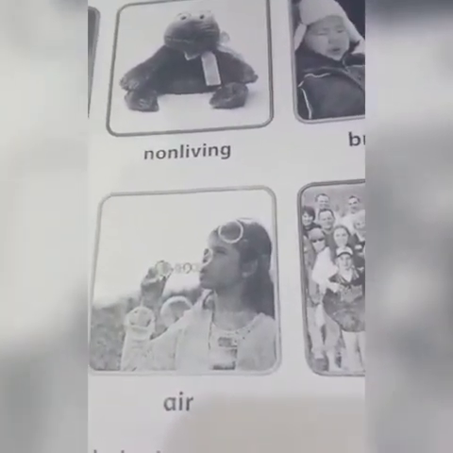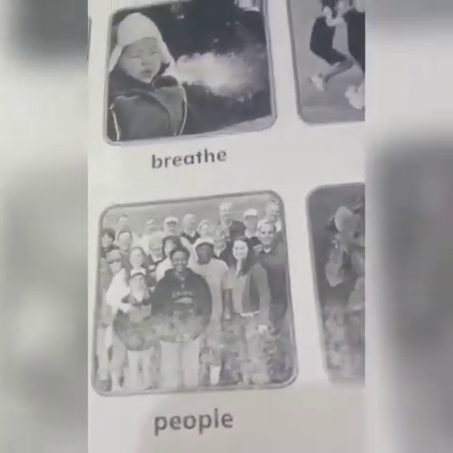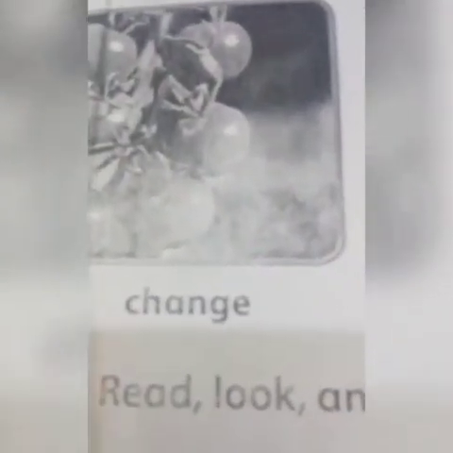It is living. Number 2 picture is non-living. It is a toy, if you can see it. Then it is breathe. The kid here in the picture is breathing air. And then it is move. The students are moving and jumping. Then we have change. How is it change? It is change because there are seeds that we bury in the ground, and when they become fruits, that is when the seeds change into a fruit or the seeds change into a flower. So that is a whole change process.